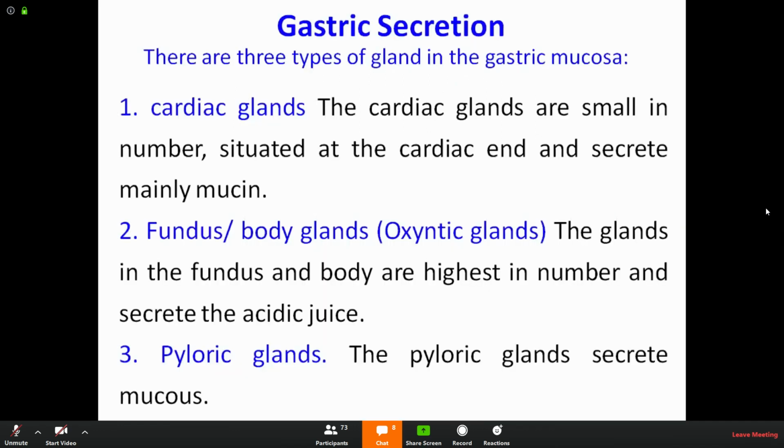In the stomach, there are three types of glands: cardiac gland, Pondy gland, and pyloric gland. I have already told this. Mainly it can be divided into three. Cardiac glands are small in number, situated at the cardiac end, and mainly secrete mucus. The pyloric gland also mainly secretes mucus. Then the Pondy gland, or oxyntic gland, secretes the gastric juice.